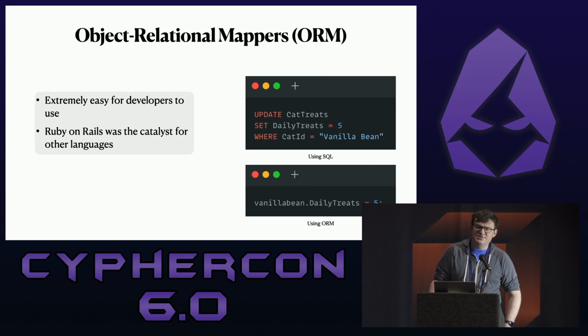We also saw the rise of the object relational mappers. These are now basically the default way of interacting with data. They're extremely easy to use, and unfortunately the security aspects of them are basically secondary to why developers use them, but it's a happy coincidence that they prevent a lot of SQL injection by not requiring writing your own queries.